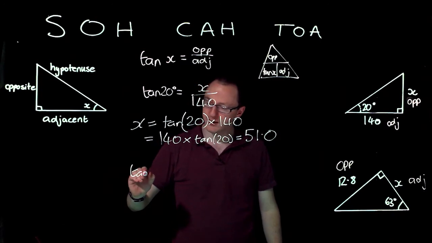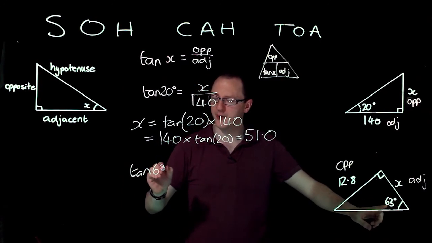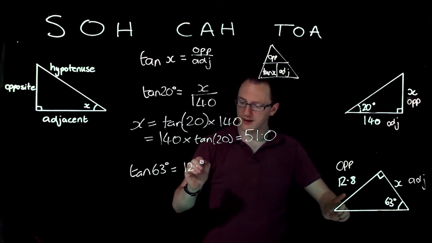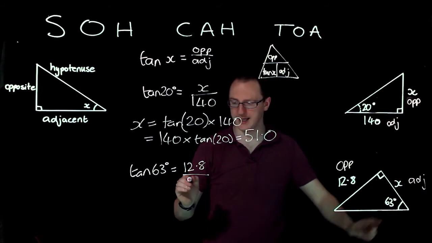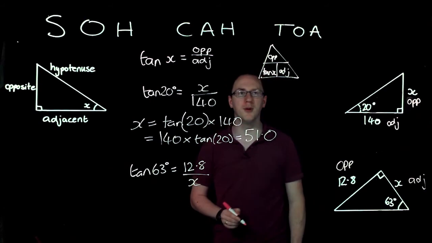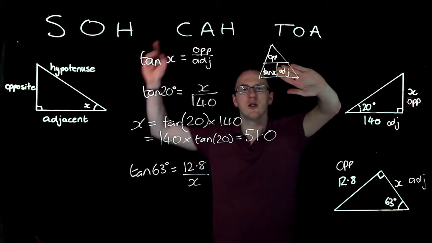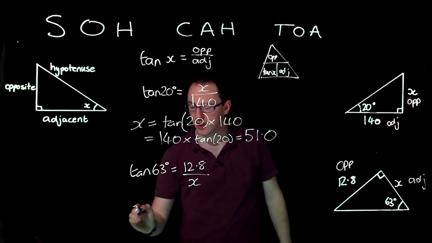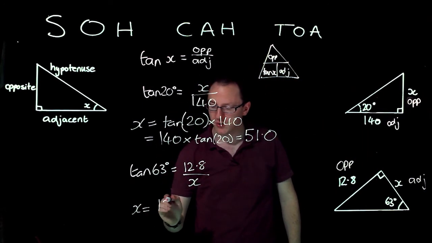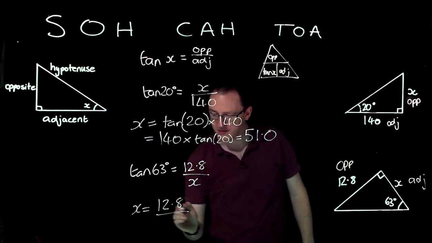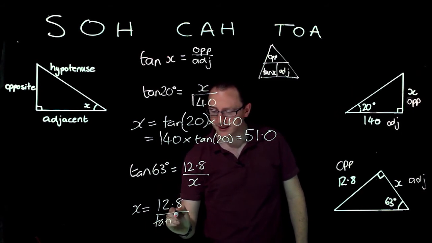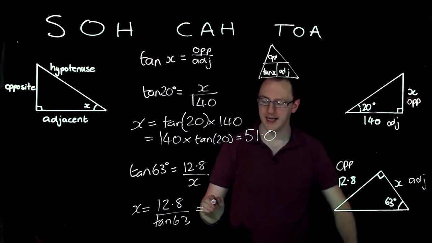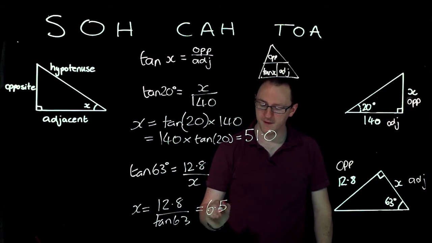Tan of my angle, in this case that's tan 63, equals the opposite, 12.8, divided by the adjacent, x. Back to my formula triangle, I'm trying to find adjacent, so I'm going to do opposite divided by tan x. So x equals the opposite, 12.8, divided by tan 63. And that tells us that the length of this side is 6.52.